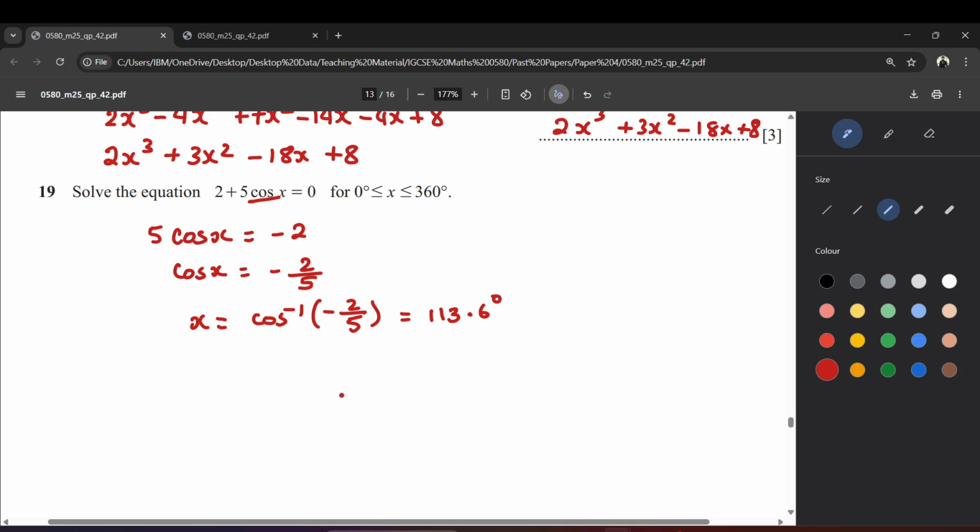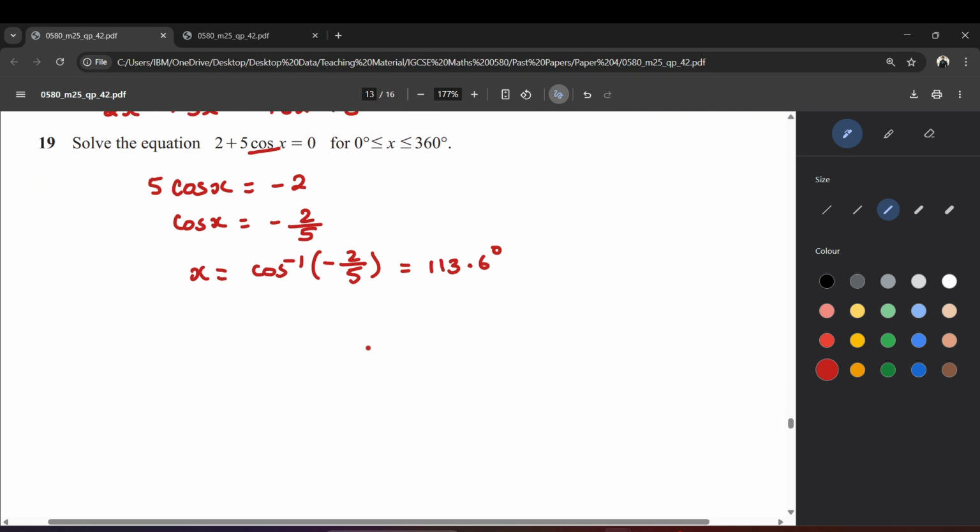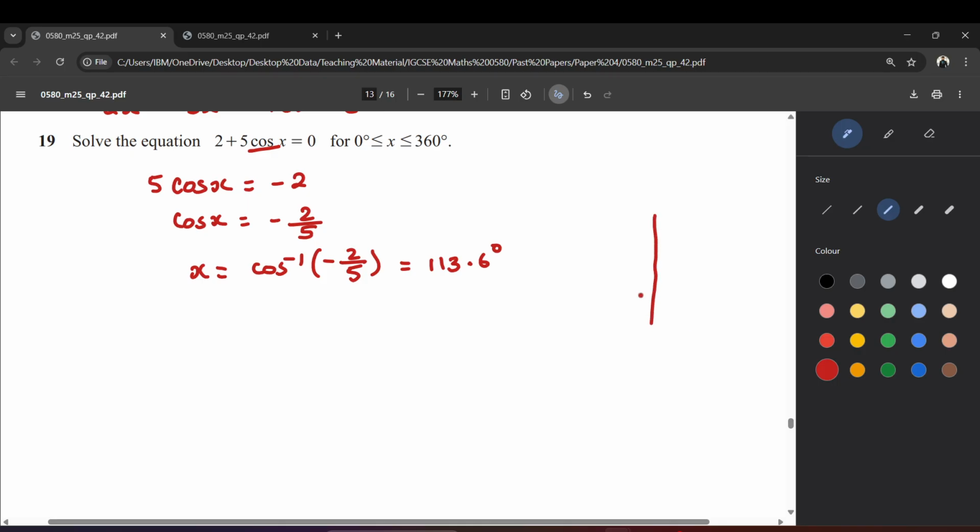113.6 degrees. Okay. Now we know that between the interval of 0 to 360 degrees we can have two solutions, right? Now we need to find out what the second solution will be. You can remember this from the ASTC diagram. Okay, now we know that cos is negative in the second quadrant and in the third quadrant.